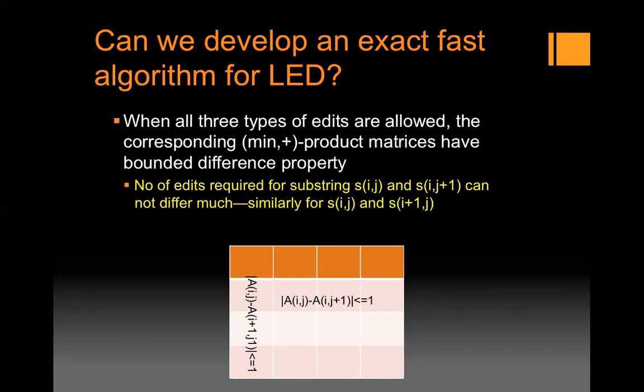So what does the score represent? Score basically represents the edit distance for a particular substring ij. So now if you're looking at the edit distance for a particular substring ij and ij plus 1, how much could their difference be? It could be at most 1. Okay, so that's the intuition for why this matrix has this bounded difference property, but this property doesn't hold if you only allow insertion. And that's why when we allowed only insertion, we could show lower bounds, but when we allowed all the different types of edits, we were not able to show lower bounds.